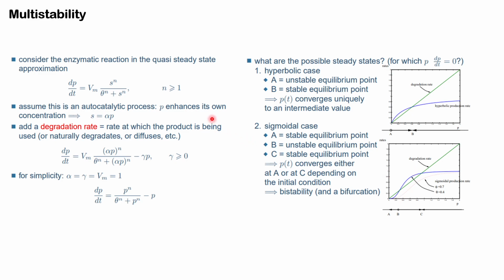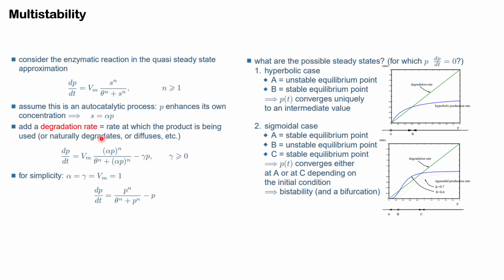Now consider the enzymatic reaction in the quasi-steady state approximation. This is the equation that we already looked at. Here n is greater than or equal to 1. Now assume this is an autocatalytic process. So basically P will enhance its own concentration. P is the product here. So it is giving a kind of positive feedback, so P is enhancing its own concentration. So S will be proportional to P. So S equals alpha P.